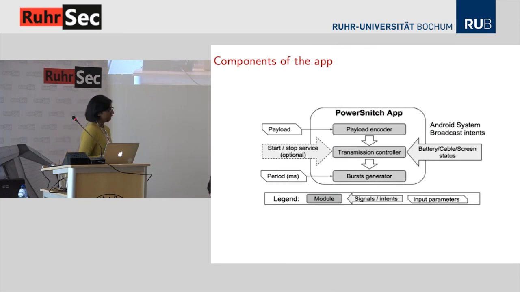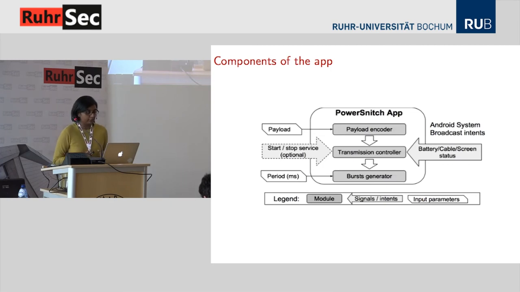Now, a more in-depth description of the app. It has three main components: the payload encoder, the transmission controller, and the burst generator. Whatever you want to exfiltrate is the payload, which gets sent to the payload encoder, and then the payload encoder sends it to the transmission controller. The transmission controller is just there to do a check: is it all right to start transmitting or not? Essentially, it's running as a background service, so it can start or stop the service. It can be optional, because if you find yourself being detected by another entity, you can go into stealth mode.